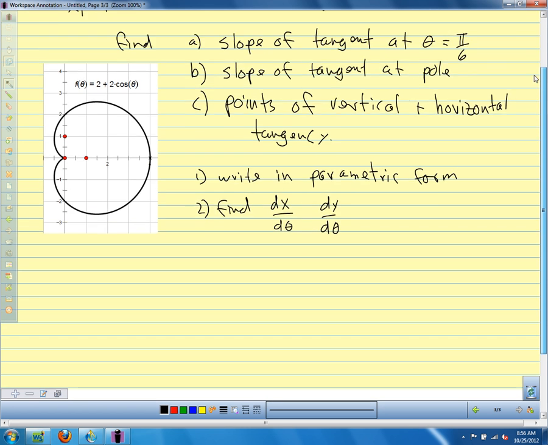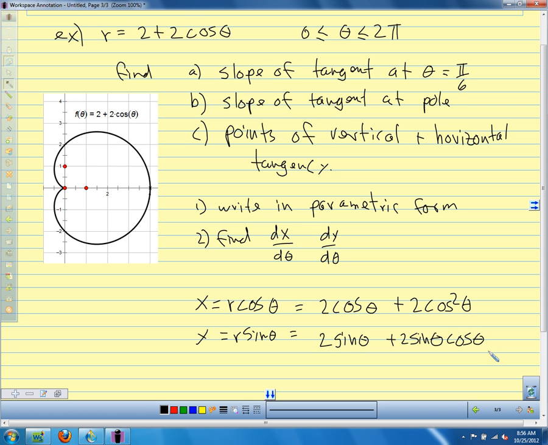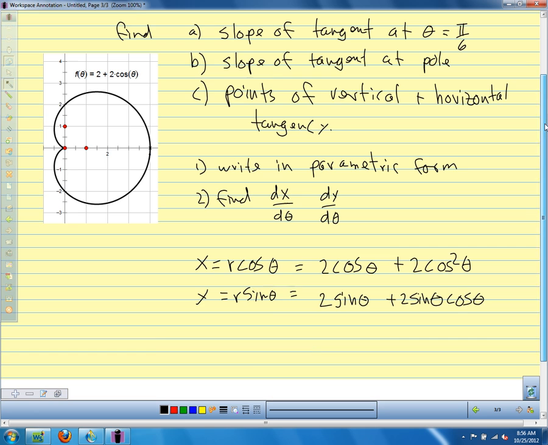So, in parametric form, x equals r cosine theta. Using this as my r, r cosine theta in this case comes out to be 2 cosine theta plus 2 cosine squared theta. And y is r sine theta, and that comes out to be 2 sine theta plus 2 sine theta cosine theta. And now we can calculate our derivatives, dx d theta and dy d theta.